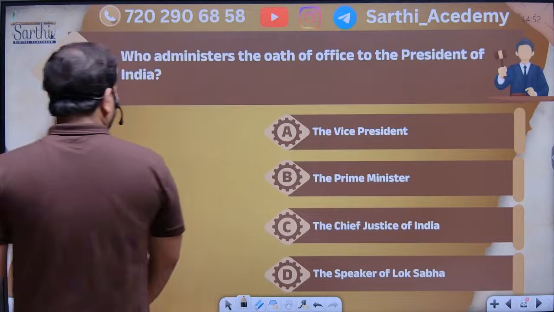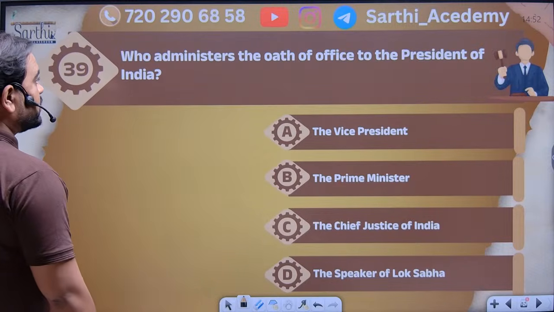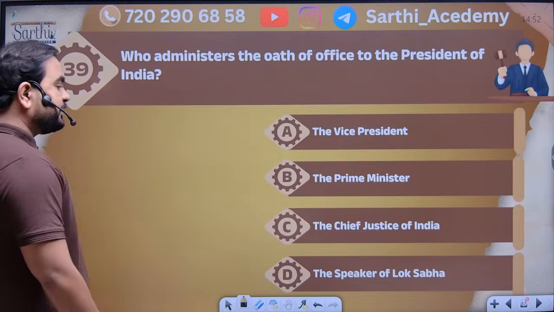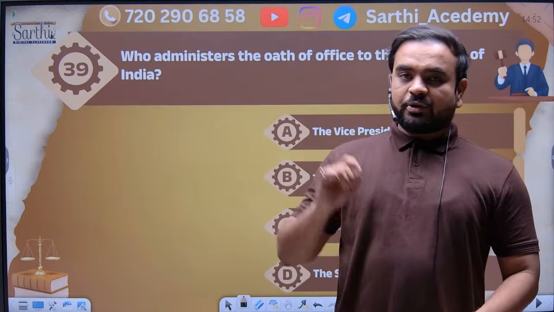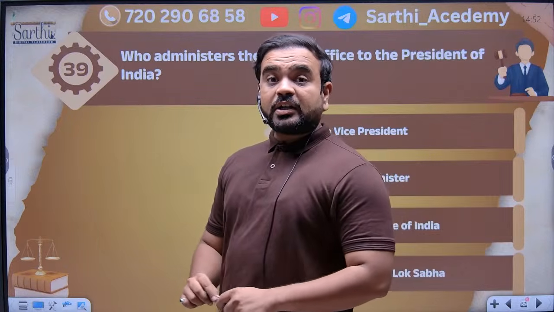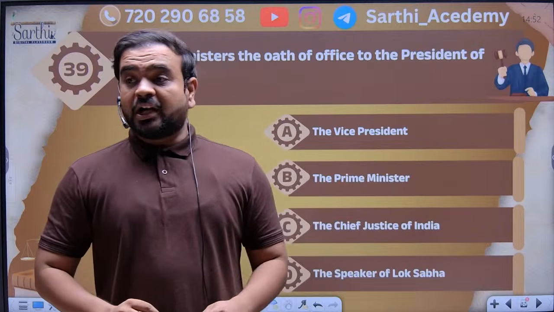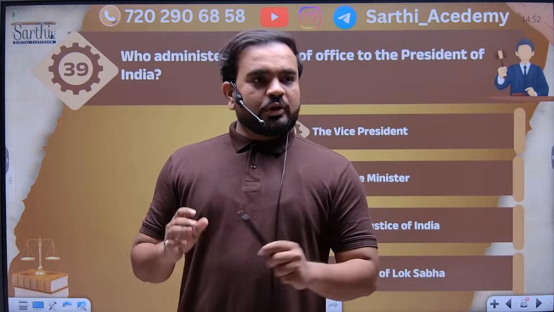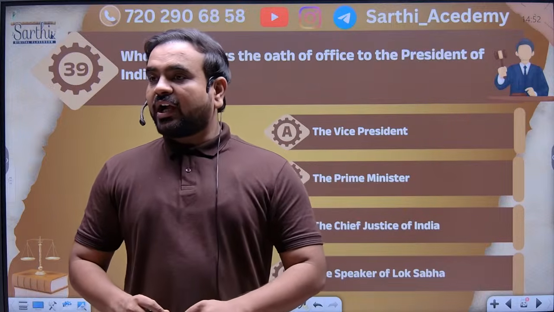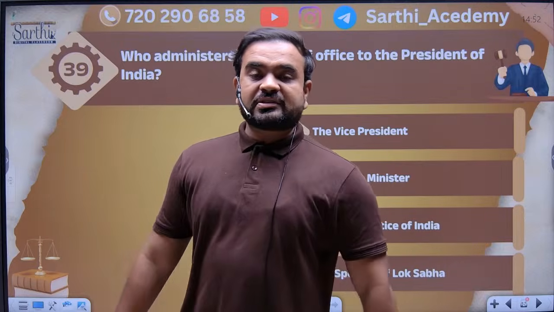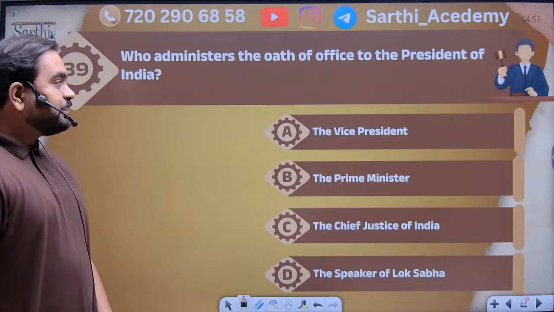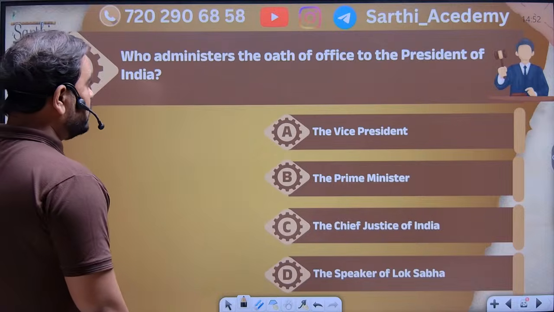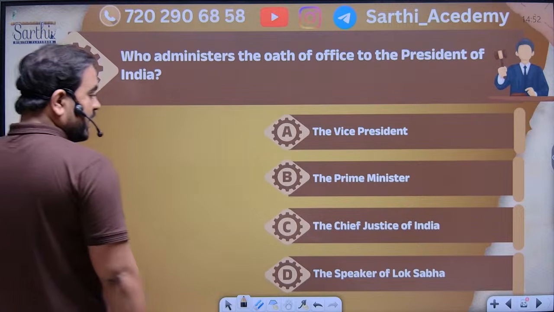Next question. Who administers the oath of office to the president of India? That means who can conduct oath onto the president of India? Who has power? There must be some officer who has the power to conduct oath onto the president of India.